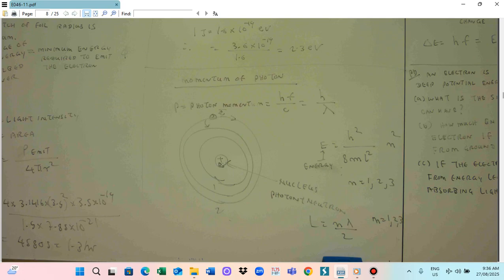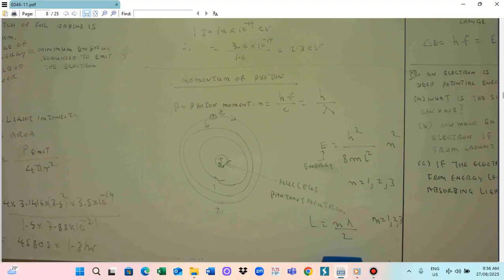The electron which is located closest to the nucleus has the lowest energy. But electrons far from the nucleus have the highest energy. So this is called the photons and momentum.